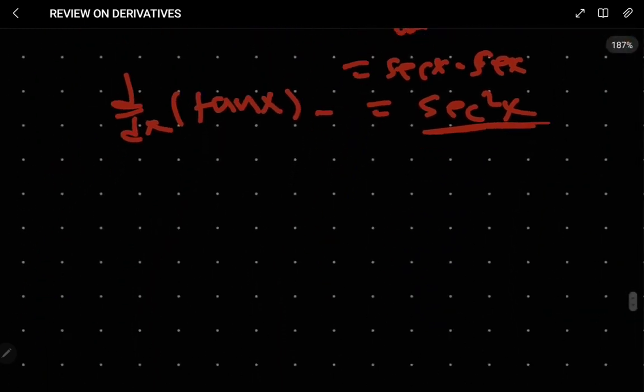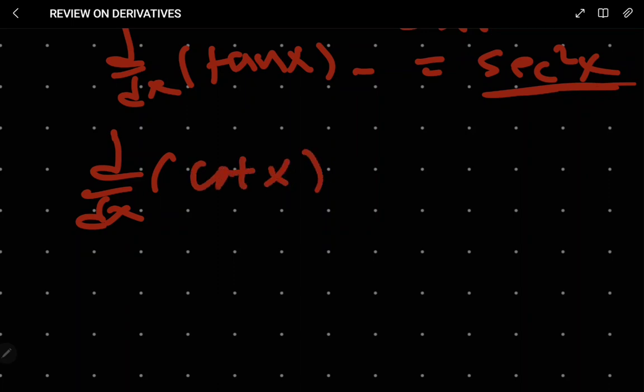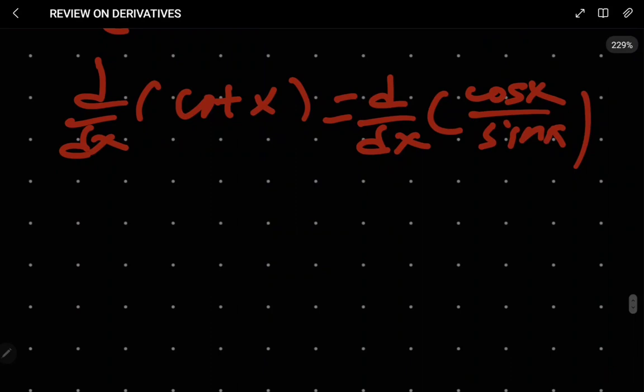How about cot x? What's d/dx of cot x? What is cotangent x? Cot is the reciprocal of tangent, cos x over sine x. That's a quotient function again. So what is d/dx of this one?